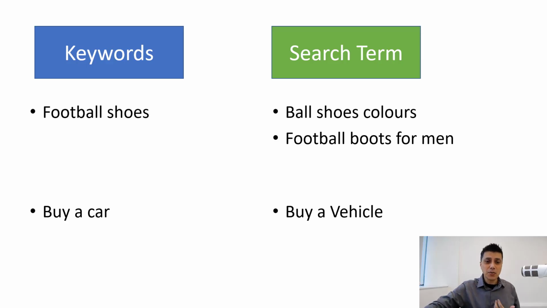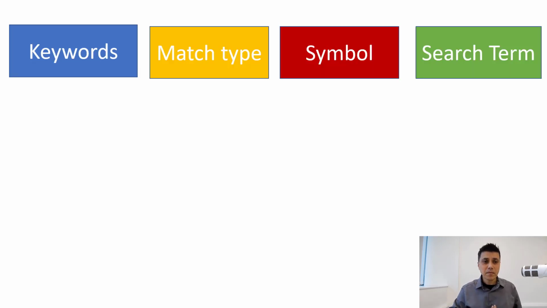So if I talk you through an example, we've got keywords, match types, symbols, and search terms. Let's start off with football shoes. Let's assume that we've added our keyword using a broad match type. As you may well know, the symbol for broad match is that there is no symbol.